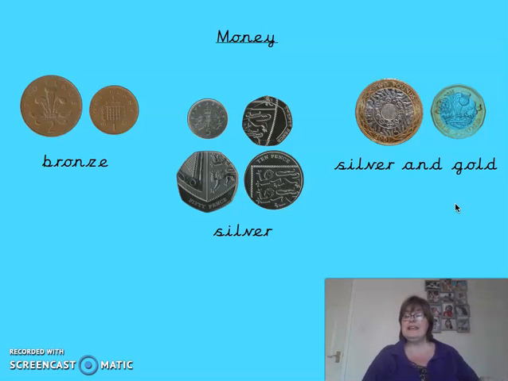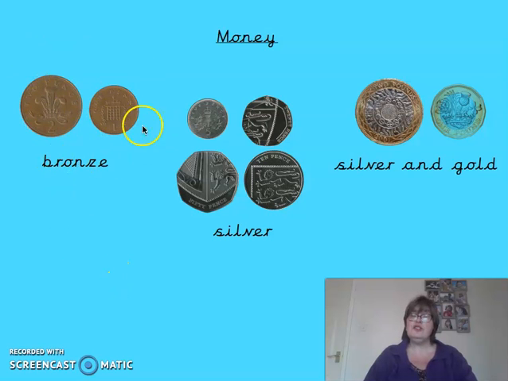And our money is exactly the same. The ones with the most value are gold. The ones with the next best value are silver. And the ones with the least value, the smallest ones, are bronze. So if we have a look, bronze is like a browny colour. Sometimes it can be quite shiny if the coin is new, but as it gets dirty, it looks a little bit of a browny colour.